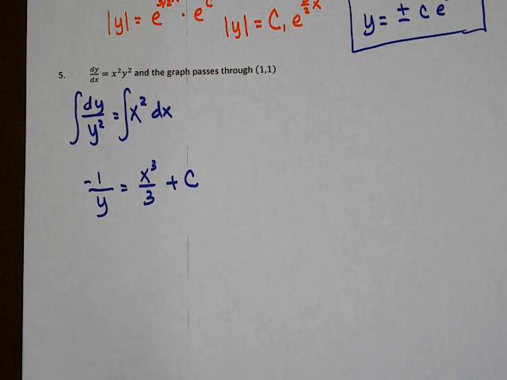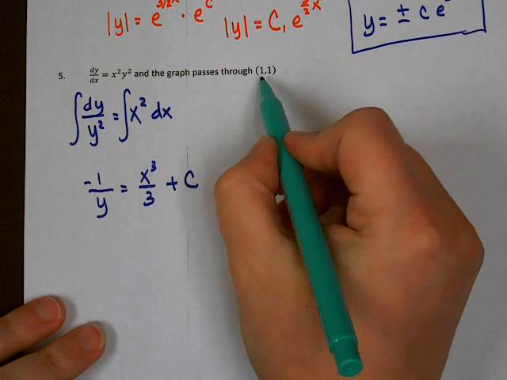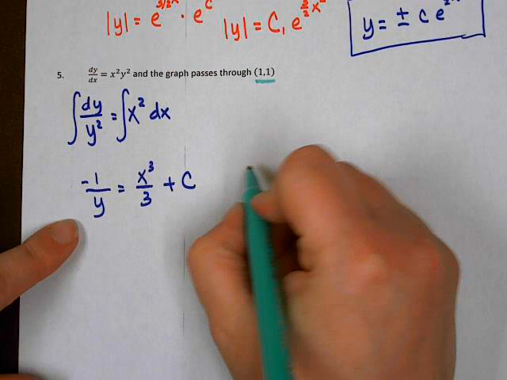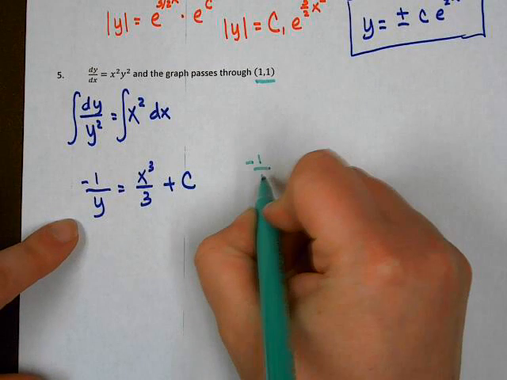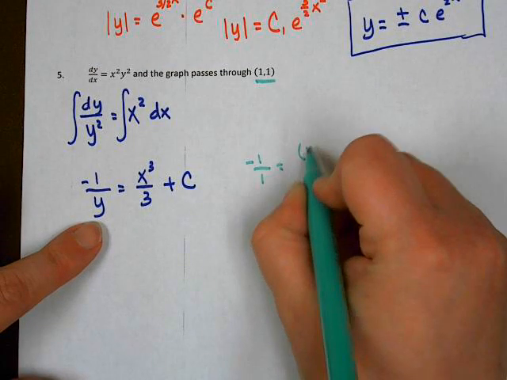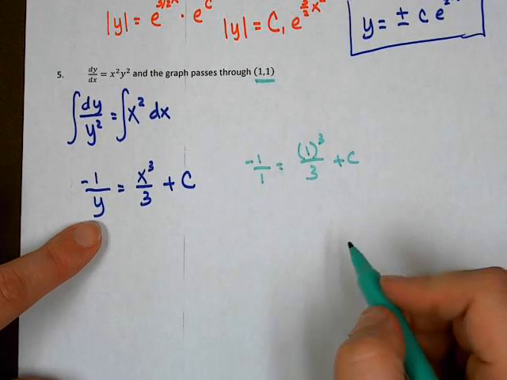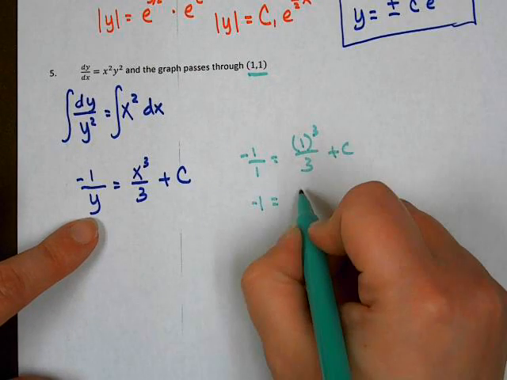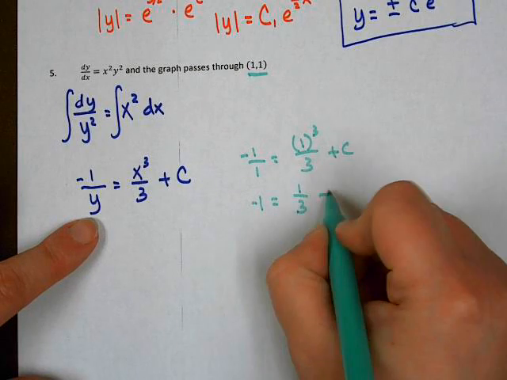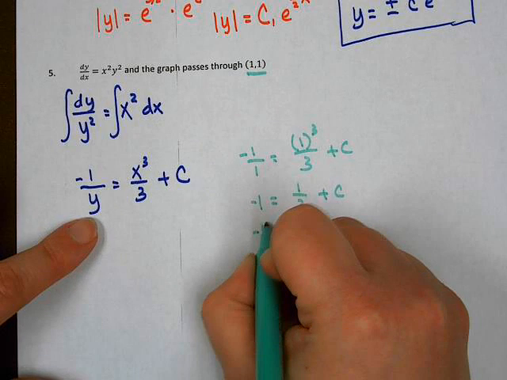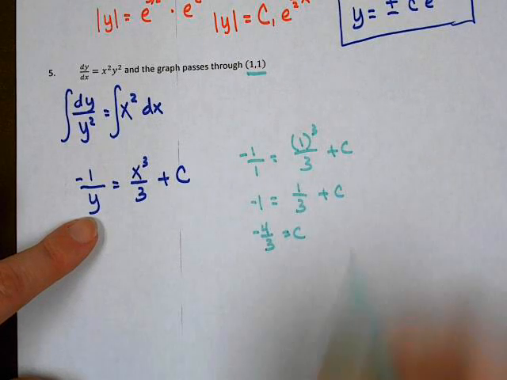So from here, we have to notice that we were given a particular solution, or a particular point, for this one. So we need to take that and plug it in. So we have negative 1 over 1 equals 1 cubed over 3 plus c. So that's negative 1 equals 1/3 plus c. And if I subtract 1/3 from both sides, I get negative 4/3 is equal to c.